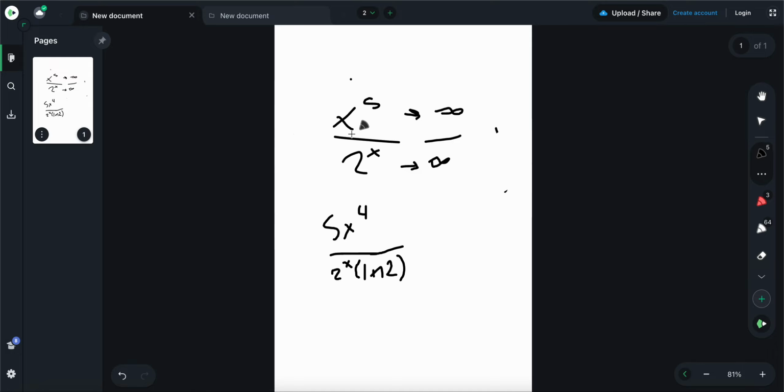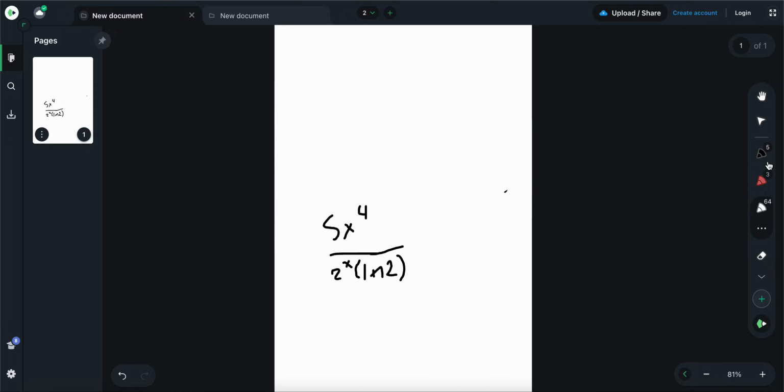Now we can substitute infinity back in. Unfortunately, we're still going to get 5 times infinity to the 4th is infinity, and 2 to the infinity times a constant is still infinity. So we still get infinity over infinity, but fortunately we can do the same thing again, take the derivative of the top and the bottom.